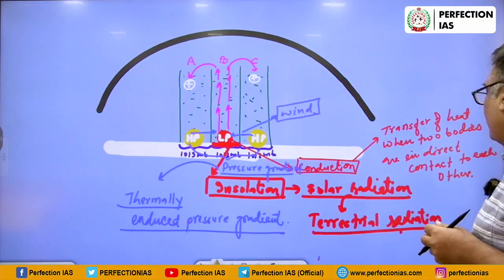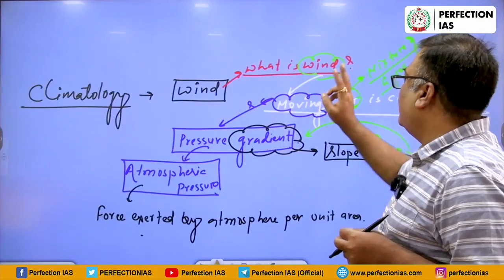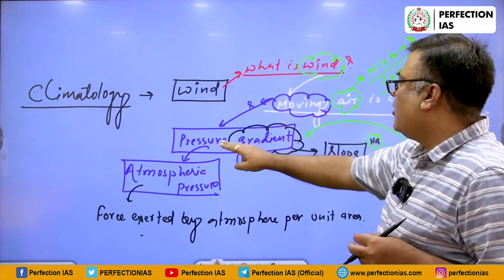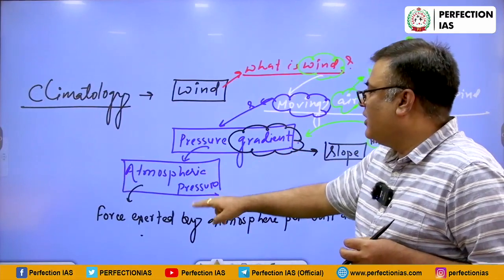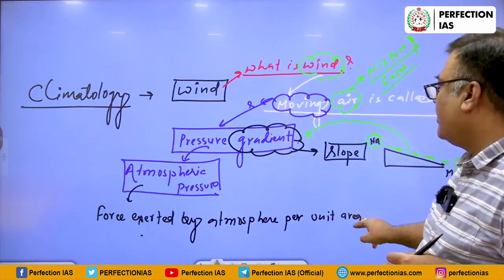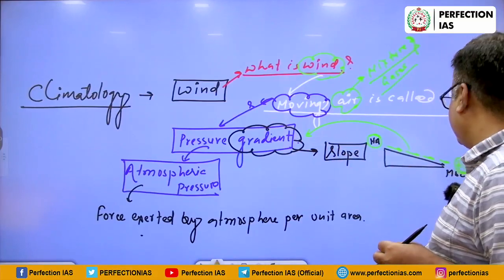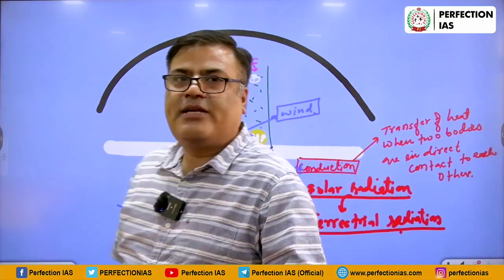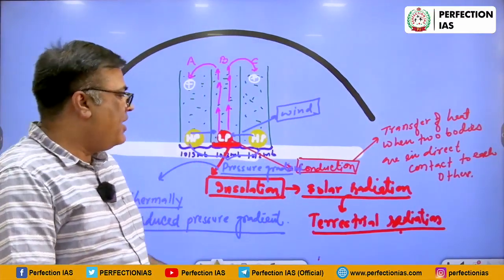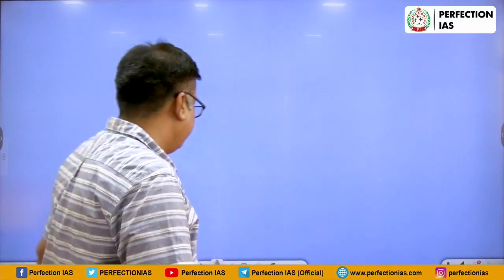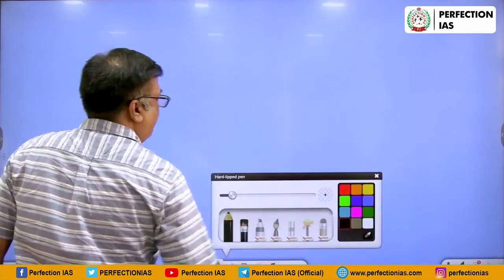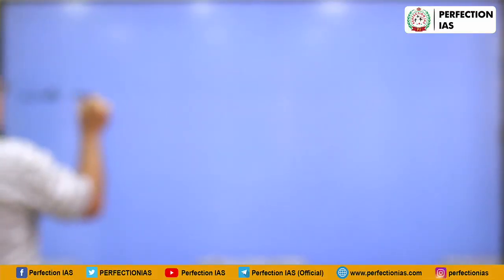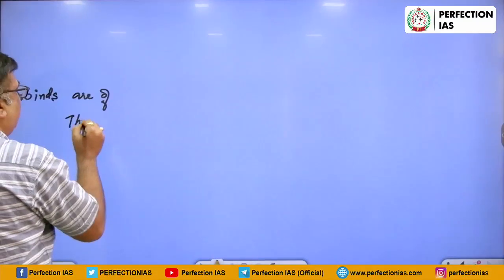Fine. Now here what we learned is what wind is. Wind is moving air. Why does air move? It moves because of pressure gradient. What is pressure? That is force exerted by atmosphere per unit area. What is gradient? That is the difference in the atmospheric pressure. I hope it is clear. Now after learning this, we learned that winds are of three types.